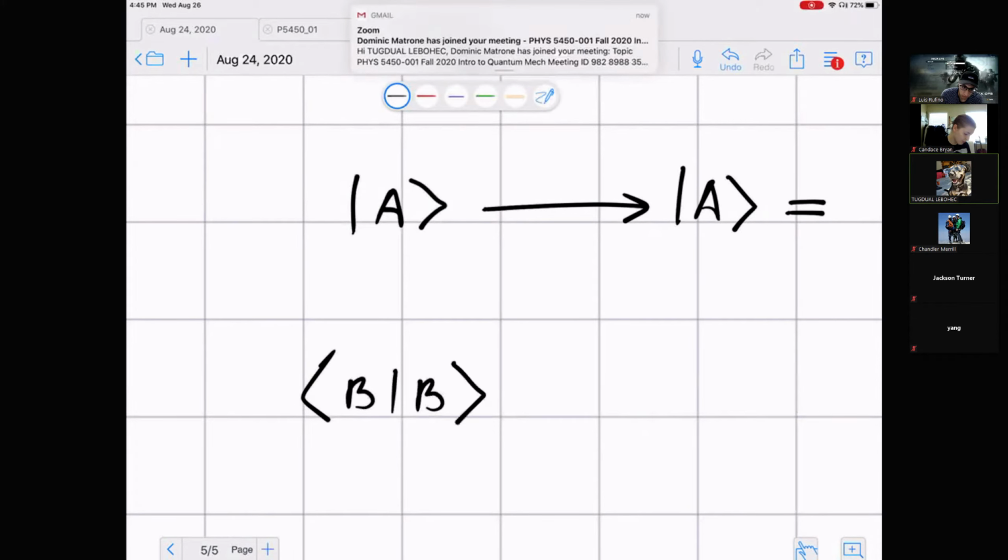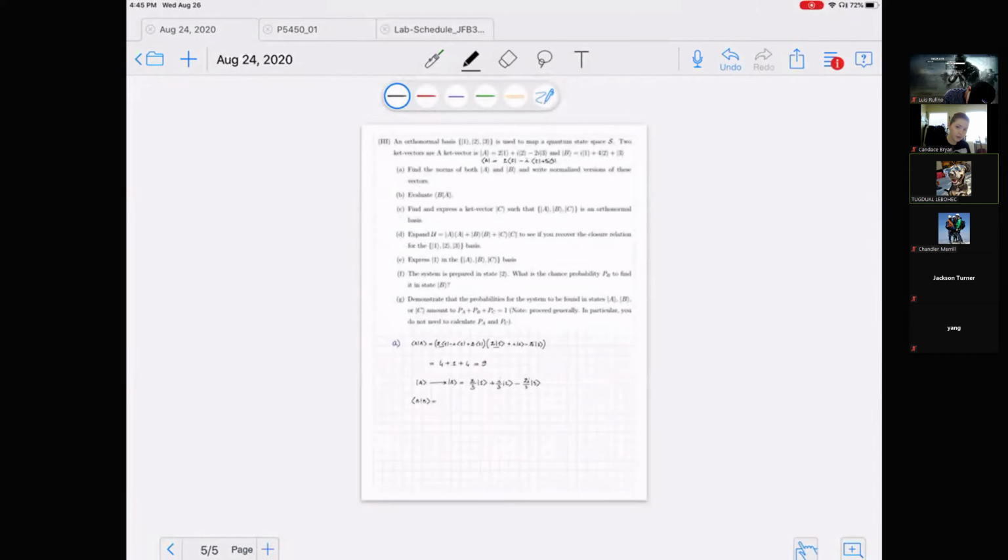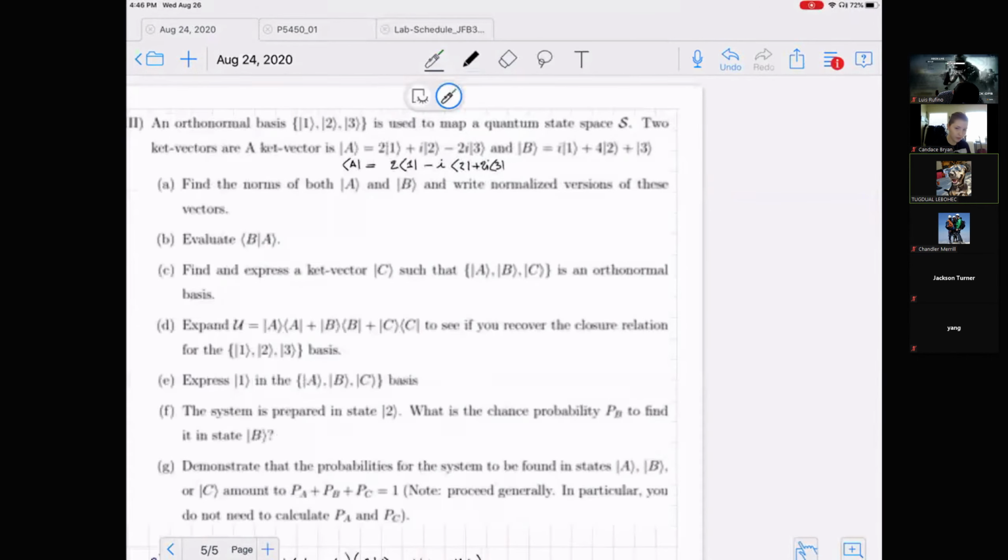So I'm going to write BB. But maybe we can go... We don't need to write all the steps now, unless you feel like we should. But you see, it's going to be minus i times i plus 4 times 4 plus 1 times 1. Right? So minus i times i is plus 1. 4 times 4 is 16. So 16 and 1 is 17.